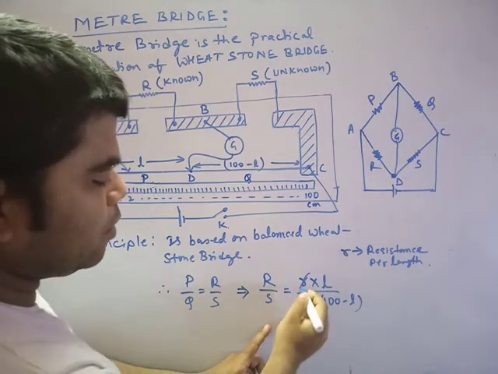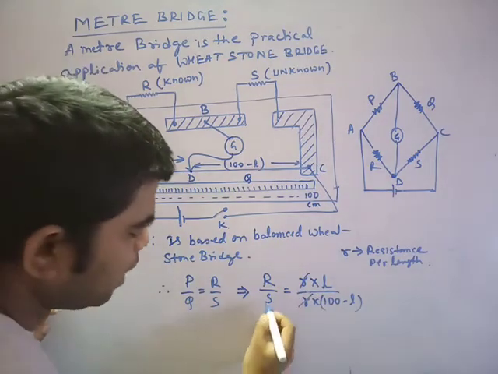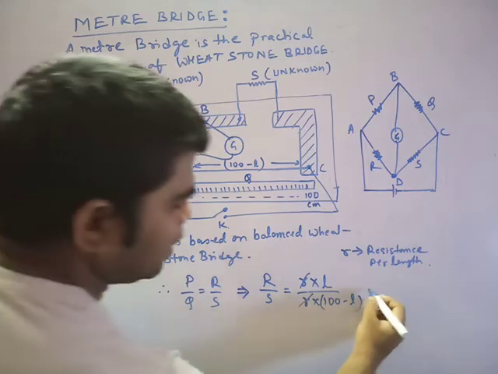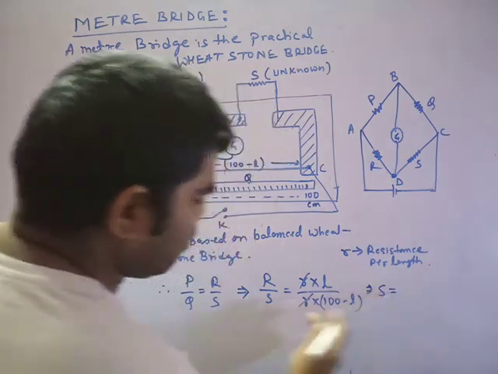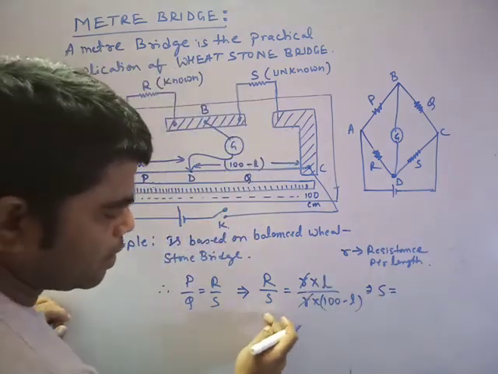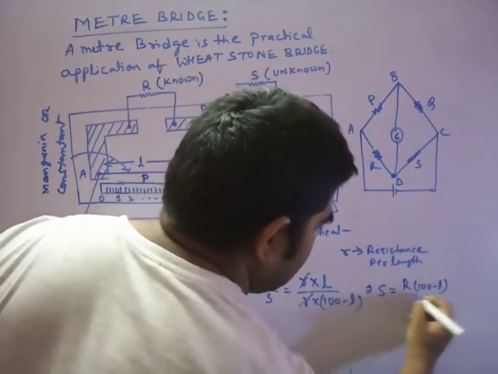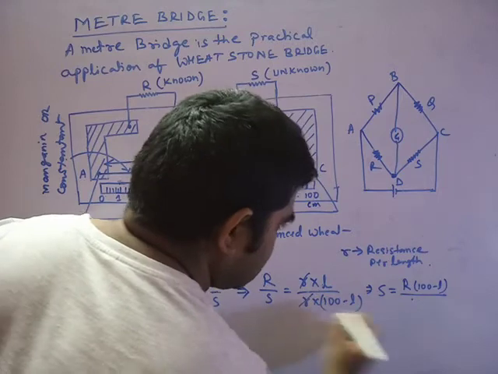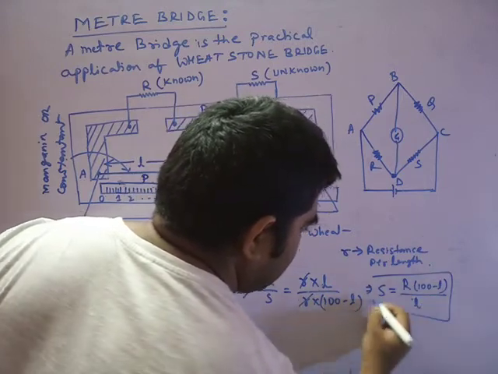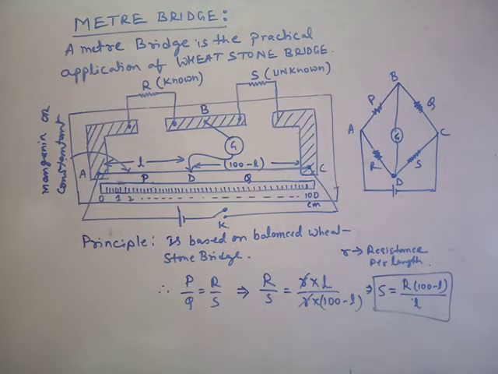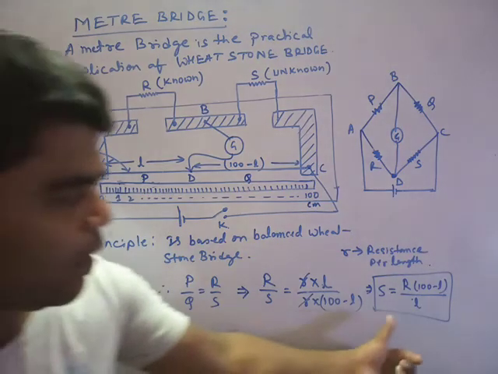अब तुम देख सकते हो इसमें R cancel हो जाता है, तो in this way I can find the unknown resistance, and the unknown resistance S is equal to, S को इधर ले जाते हैं, बाकी सब इधर ले जाते हैं, यानी कि R into 100 minus L by L. So in this way I can find the unknown resistance. Is it clear? Yes, it's very simple. इस तरह से find कर सकते हैं.